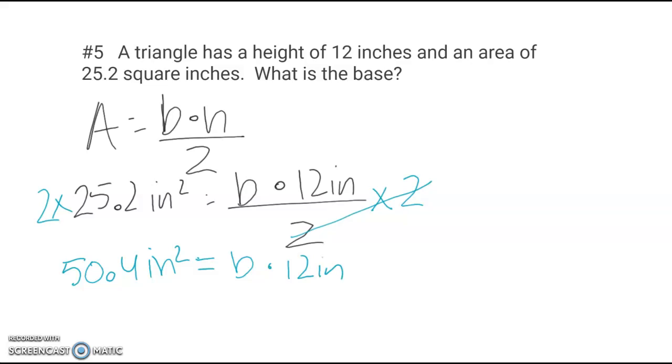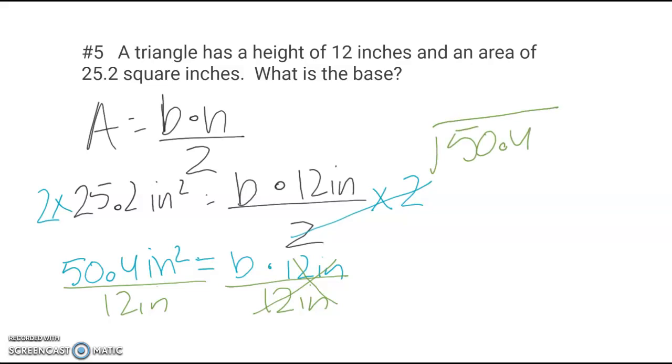Now I need to figure out what B is, so I need to get rid of the multiply by 12, and I'm going to do the inverse of that, which is divide by 12, again on both sides. These are going to cancel each other out. I've got 50.4 divided by 12.